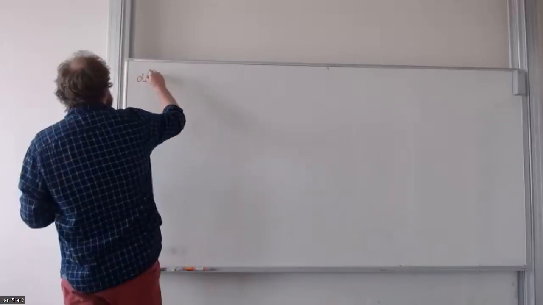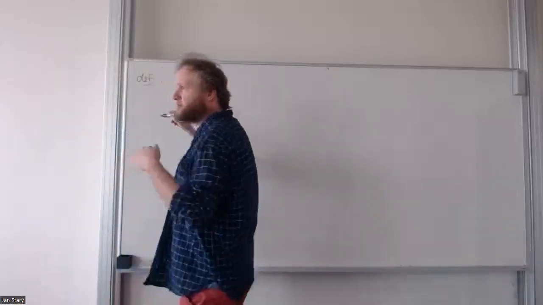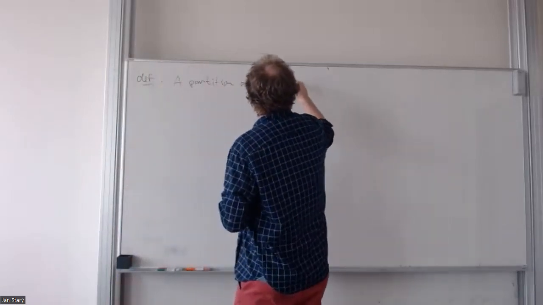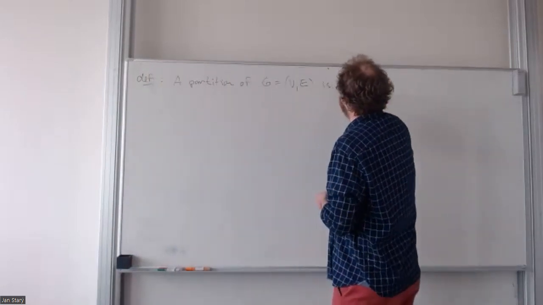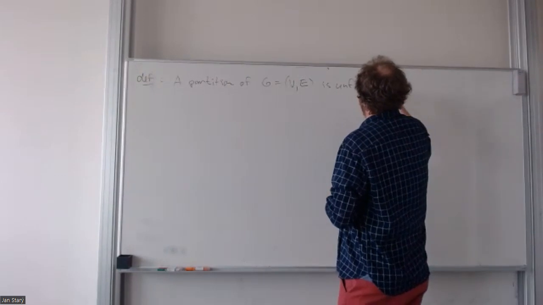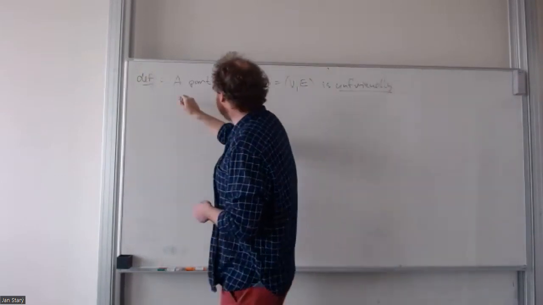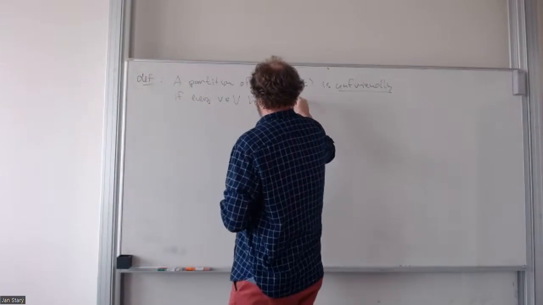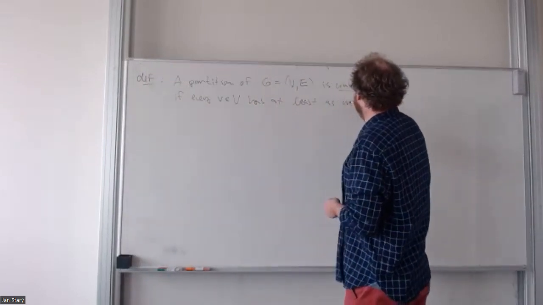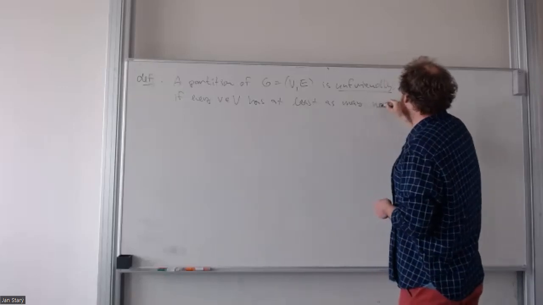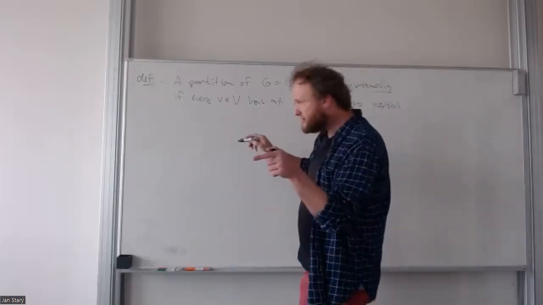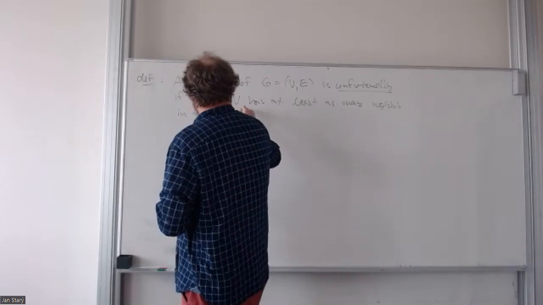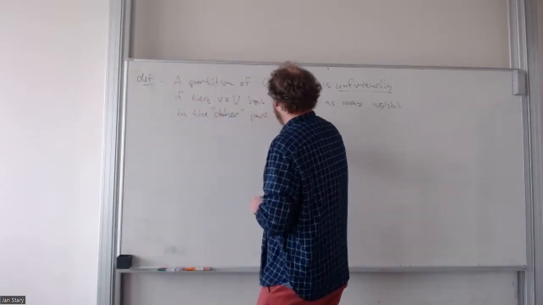So let's say that a partition of a graph, all graphs will be undirected graphs, so a partition of some graph, let's say G with vertices V and edges E, is unfriendly if every node, every vertex v in V, has at least as many neighbors or friends in the other part of the partition, the other meaning the partition where he is not, as in his own.